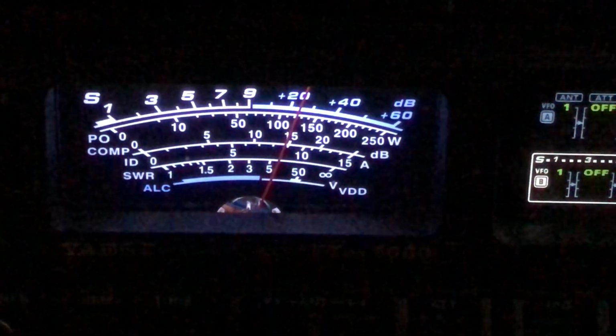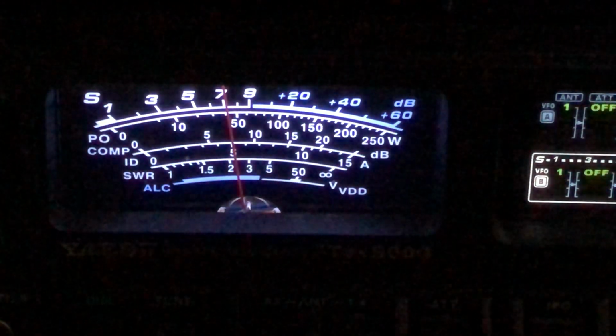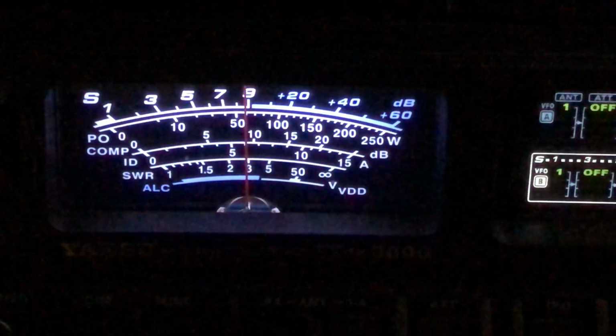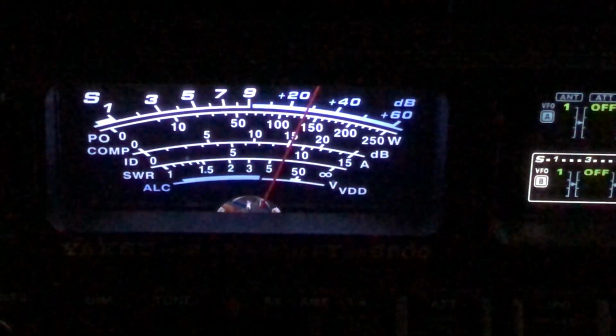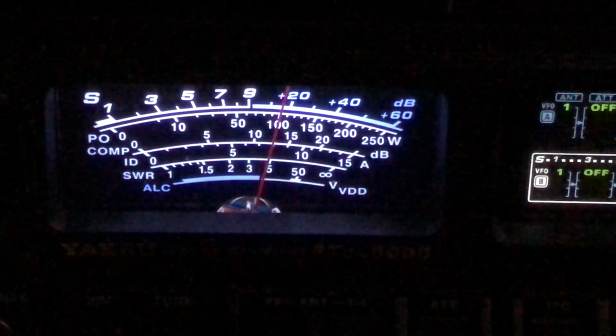Now, I'll put that in perspective for you. When you get much above 800 watts, it gets very expensive to have an amplifier. So, for example, I've got an AL80B over here. It's not lit up, but I'll pan over to it. It's kind of dark in here right now because I wanted you to see that meter. I'm going to brighten it up.